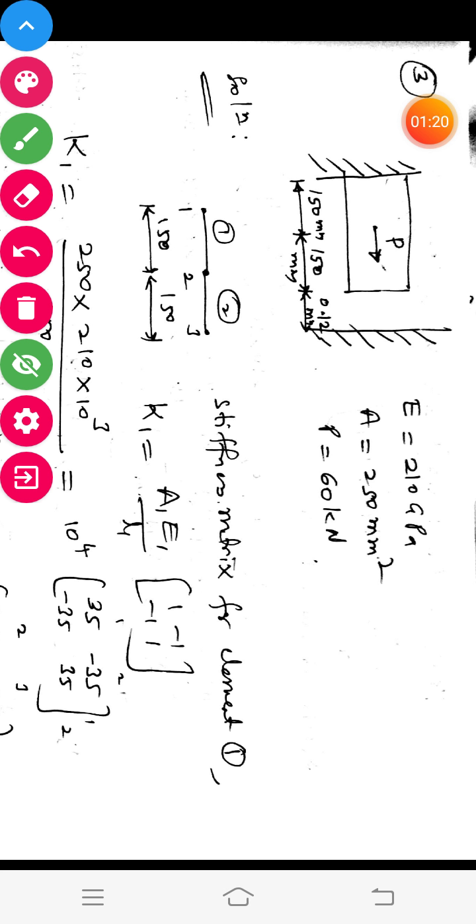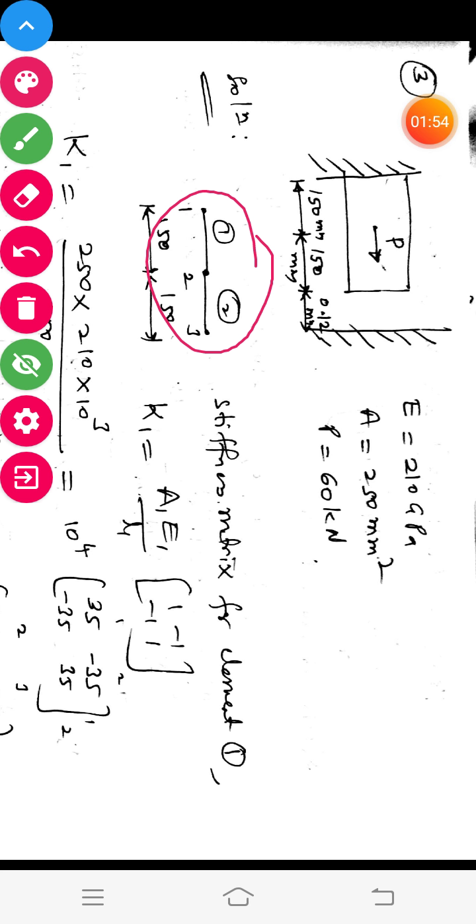Let us discretize this bar into two elements. We locate node number 1 here, node number 2 at the load discontinuity, and node number 3 at this end. Here we should not locate a node because in FEM we should discretize only the structure. So we have two elements and three nodes, 1, 2, 3.